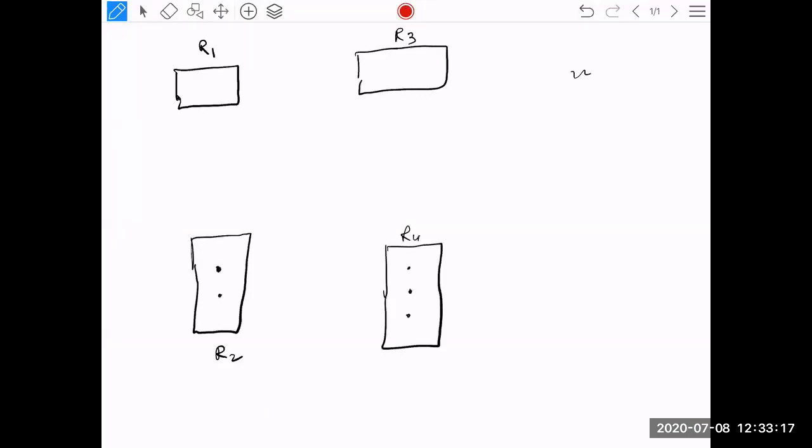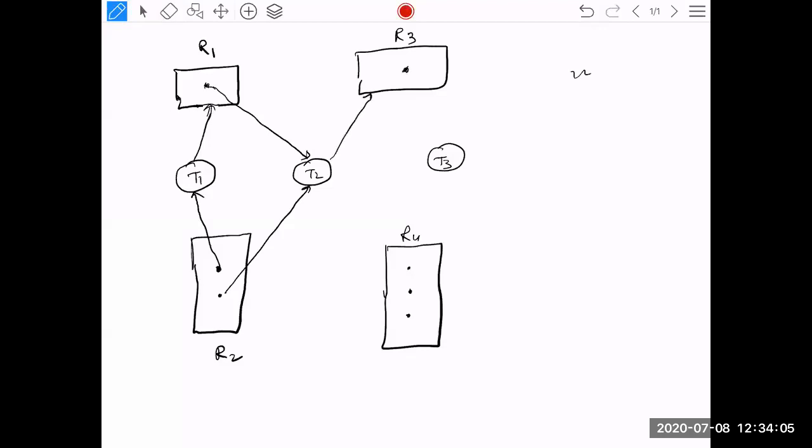Now we have 3 processes, T1, T2, and T3. Okay. So now one instance of R2 is allocated to T1. Another instance is given to T2. R1 has only one instance, so this is requesting, and R2 is allocated to T2, and this is requesting here, and this is allocated to T3. Now this is the situation.